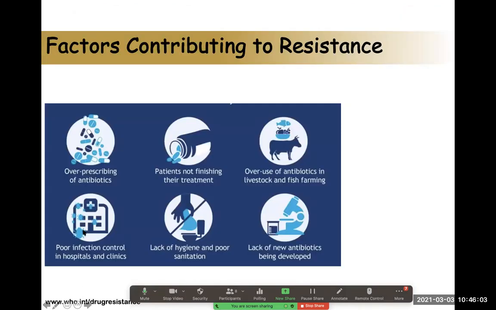So what contributes to resistance? And this is something I really want you guys to understand.